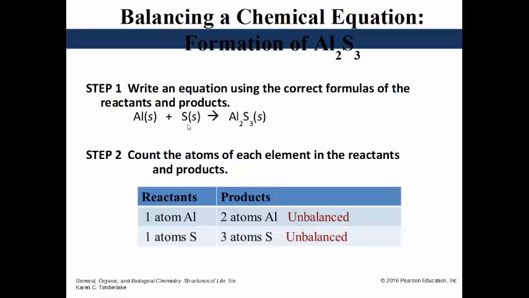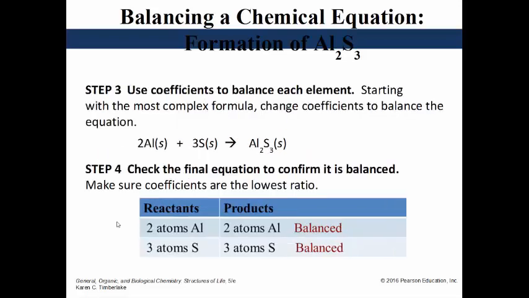For sulfur, there's one on the left-hand side, but three on the right-hand side. These are not balanced. So in order for an equation to be balanced, you have to find a way to rewrite this equation. We aren't changing the core of the reaction, but you're changing how it's written, so the numbers do balance out. And the way we do that is you add what are called coefficients to the beginning of each element.